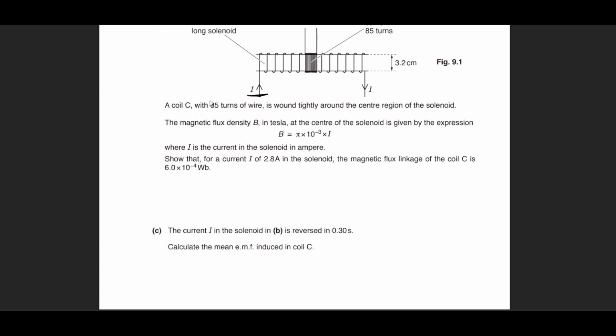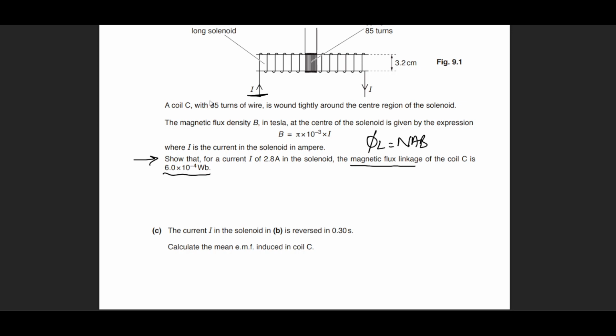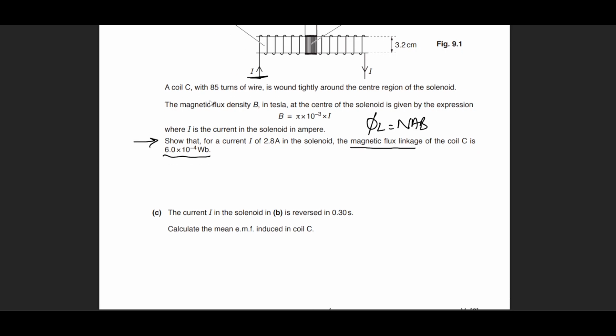So he gives you these values. You can pause the video and read the question for yourself. He says that we want to show that the magnetic flux linkage, so he's talking about phi L, equals NAB, is going to be this much. Now, one interesting way to solve the question is that even during examination, if you're unable to get this answer, that means you're putting some variable wrong. So I'm going to show the method that is interesting in this way. So phi L is equal to NAB.